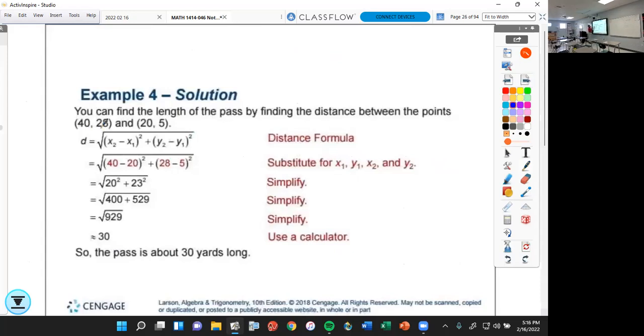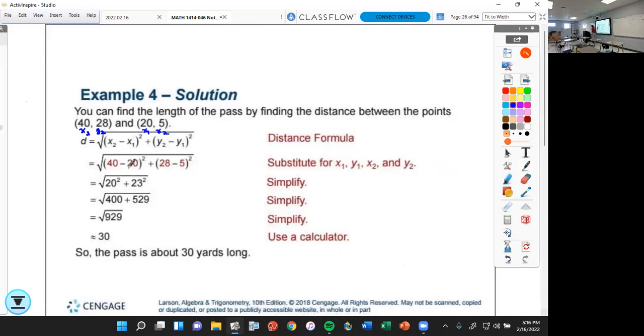So the 40, 28, that becomes x1. They chose that to be x2 this time. Switch that. 40 is x2, 28 is y2. 20 is x1, 5 is x2. Write down your distance formula, plug in your numbers.